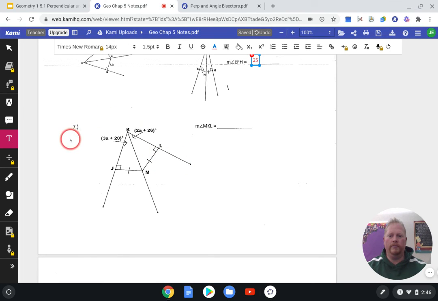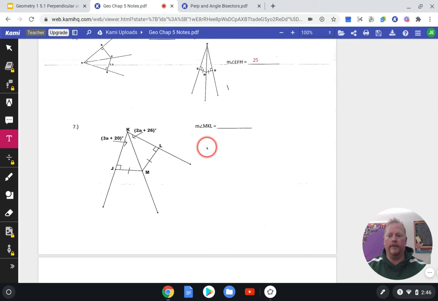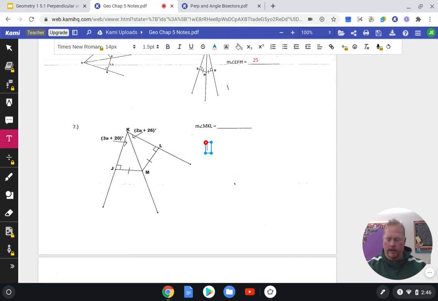Next question here. So I have the evidence that point M is on the angle bisector because it's the same distance from point J as it is to point L. So because it's the same distance from both sides, it's on the angle bisector. So I know that this half of the angle is the same as the other half of the angle. So I can write that 3A plus 20 equals 2A plus 26. Work a little bit out of your algebra magic and you should get A equals 6.